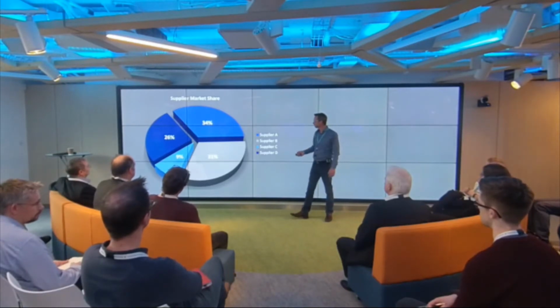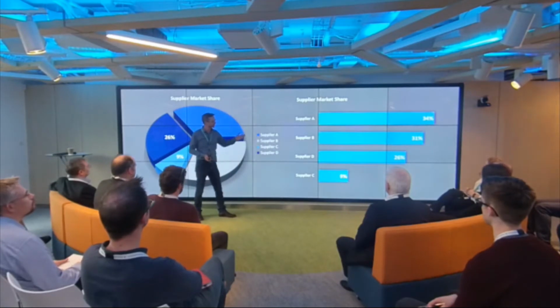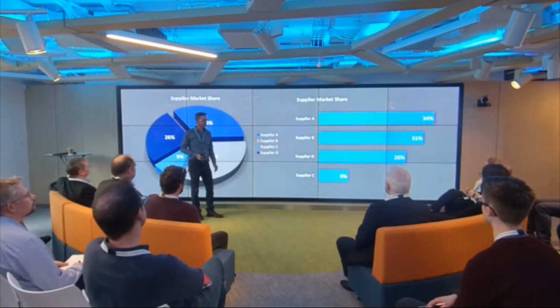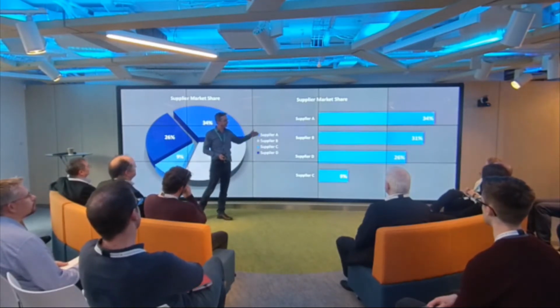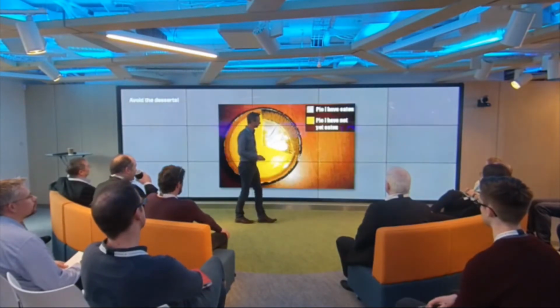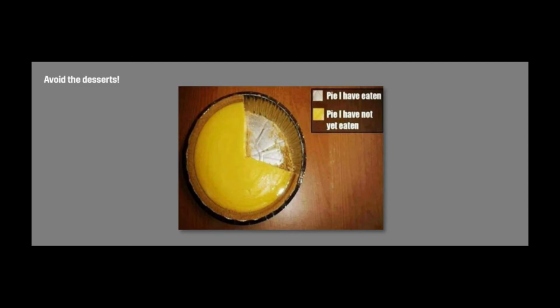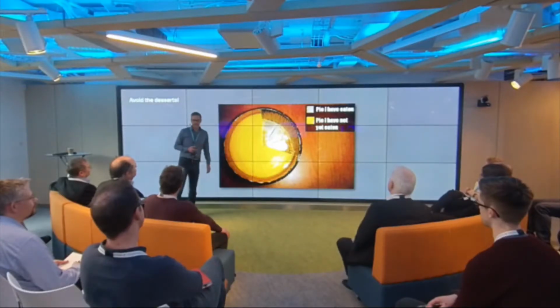So what's the alternative? Well, why not just use a bar chart? Same information, but this graph probably shows it better because you can actually see the ranking and we can compare the values more easily. This is the most accurate pie chart I've seen today. So when it comes to data graphics, I would suggest you skip the desserts.